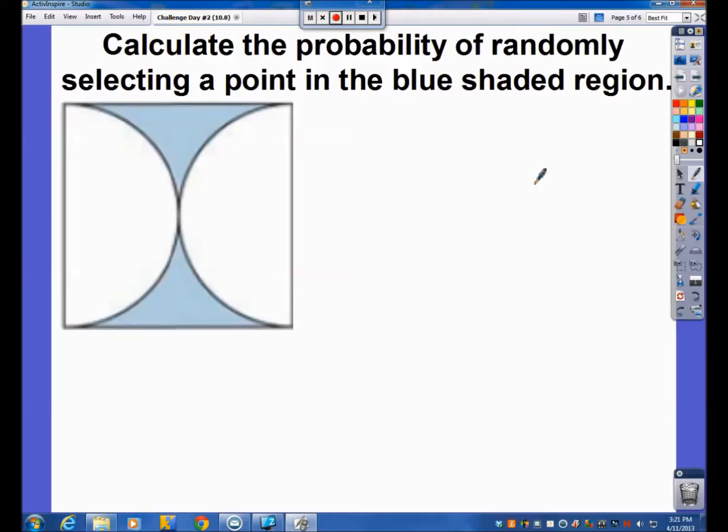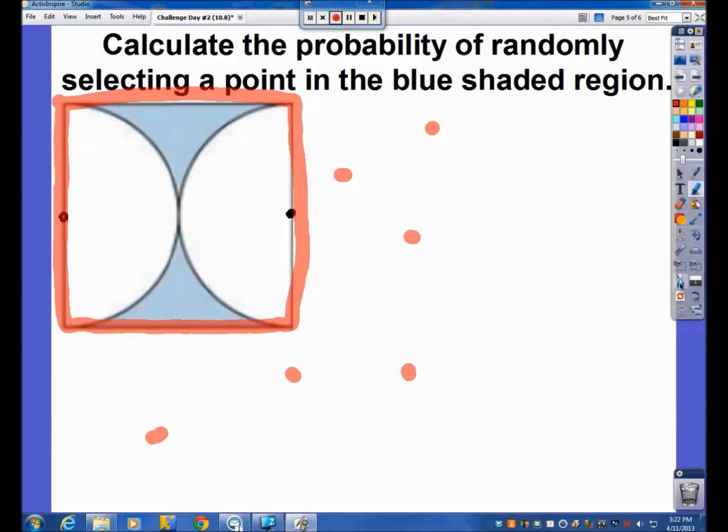So the first homework problem said to calculate the probability of randomly selecting a point in the blue shaded region. Now, first off, there are some things that aren't really shown here that we will assume. Number 1, that this is a square. Both of these are by themselves half circles. The centers of both will be here and here, right in the middle of each side. And the last thing that we may assume is that randomly selecting a point will land within the square. Okay? So we're not saying we can select a point that ends up somewhere outside of here.